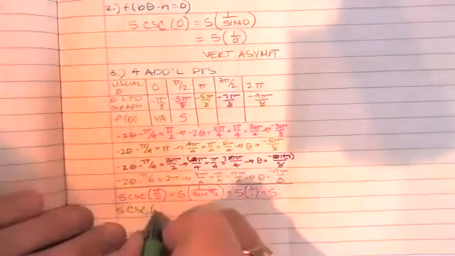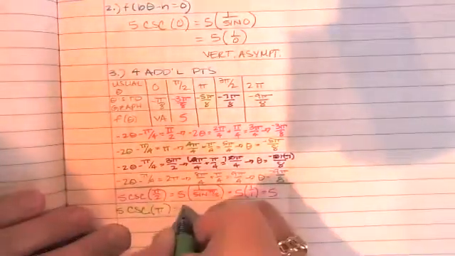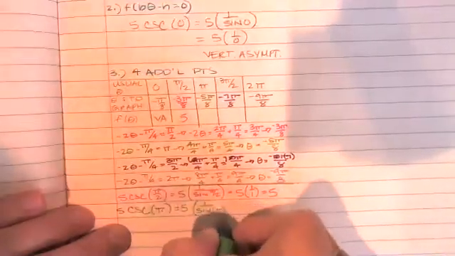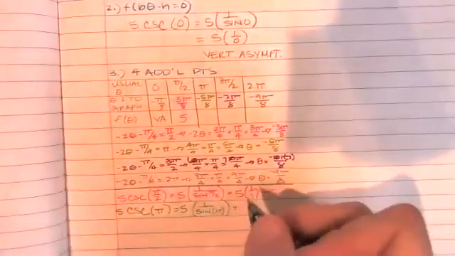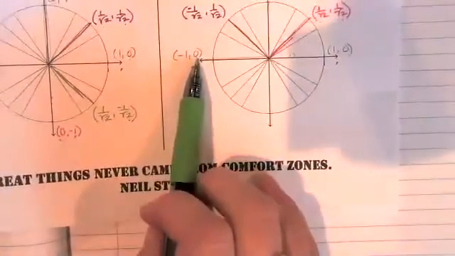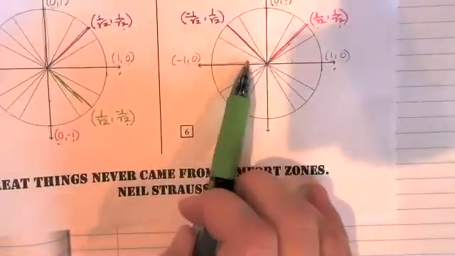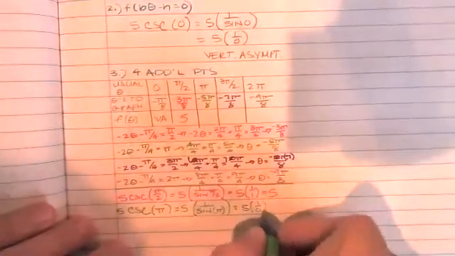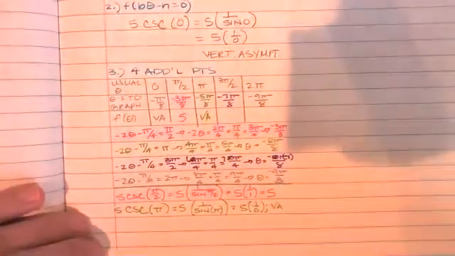We've got 5 times the cosecant. Our next function is pi. So that's going to be 5 times 1 over the sine of pi. And remember, the y coordinate of pi is going to be 0. So we've got 5 times 1 over 0, but we know that's going to be a vertical asymptote because we don't know how to divide by 0, at least not yet.